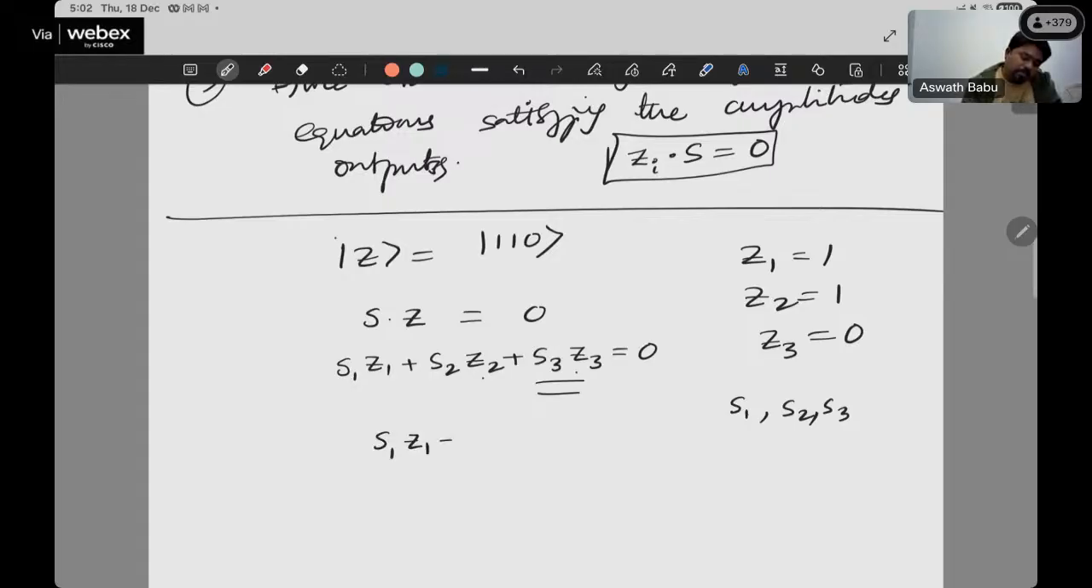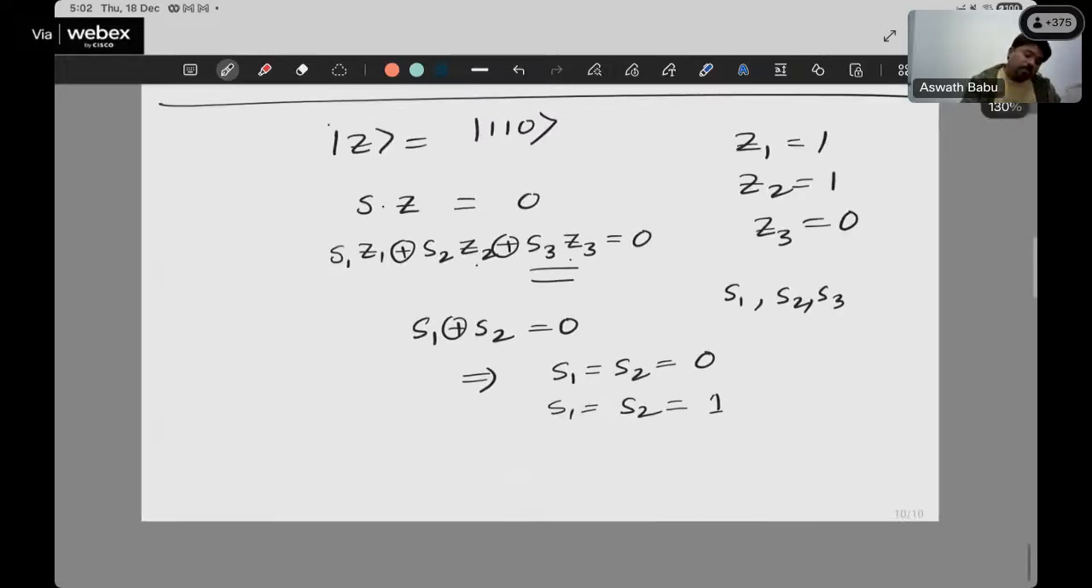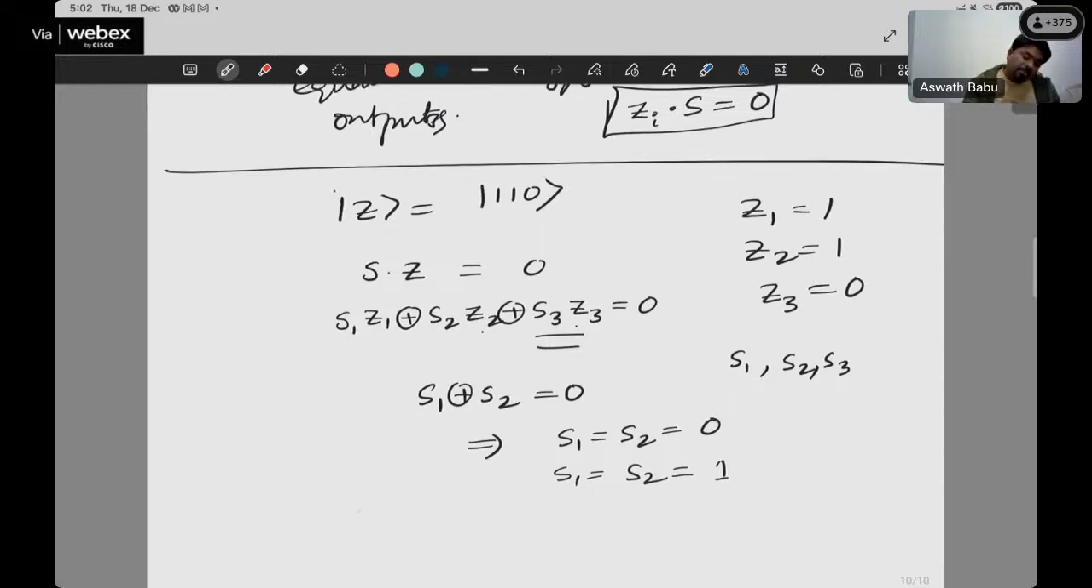I'll only get s1 plus s2 is equal to 0. It's addition modulo 2, by the way. So s1 plus s2 equal to 0 implies s1 and s2 both can be zeros, or s1 and s2 both can be 1. So in that way, by the elimination method, we should get the corresponding s. And here I have no information about s3, because s3 is just ignored since z3 is 0.